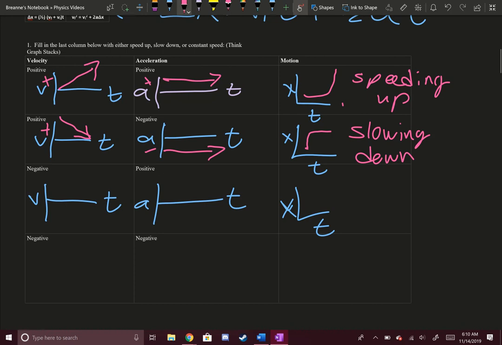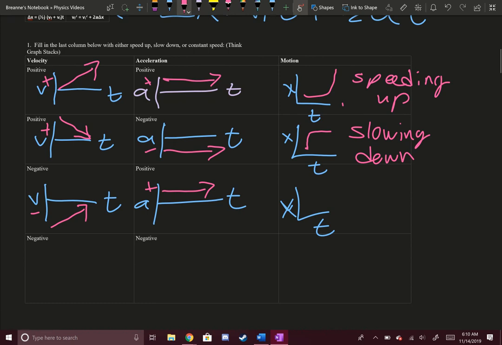For the velocity versus time graph, it's negative, so we're down here this time. Acceleration is positive, so we're up here. So we need a positive slope, and a positive slope points up. It's a negative direction, so negative velocity, so we know we're below the zero line. Positive acceleration affects the slope of the velocity versus time graph. So a positive slope points up.